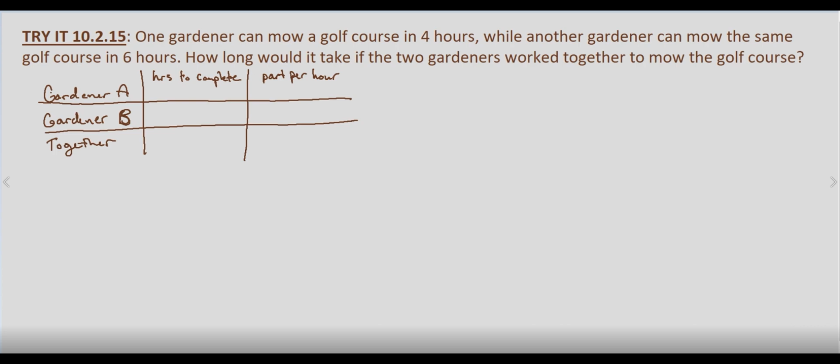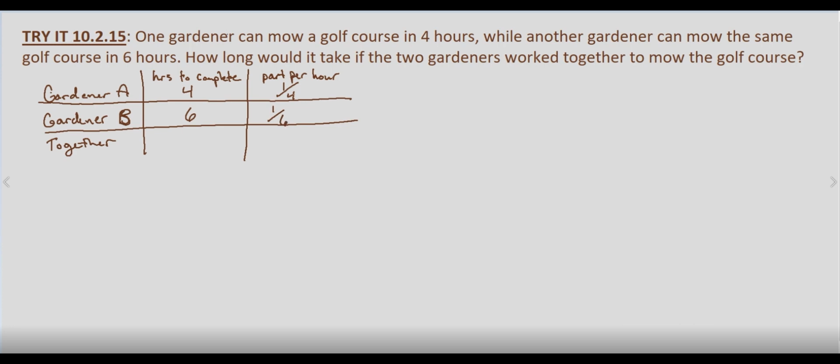So we have to look at this in terms of part of the job completed per hour. So gardener A, we're told it takes 4 hours to complete. So the amount that he or she would complete in 1 hour would be 1/4. Gardener B, we're told, takes 6 hours. So the part that he or she would complete in 1 hour would be 1/6 of the job.